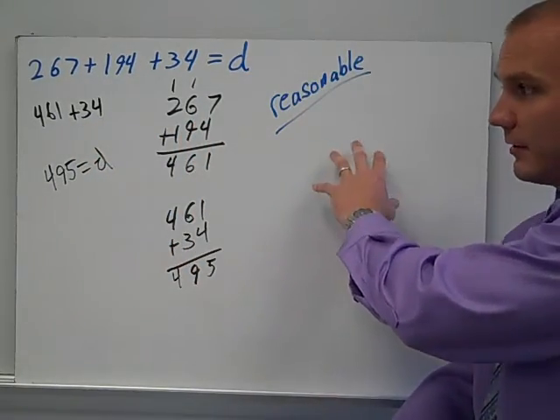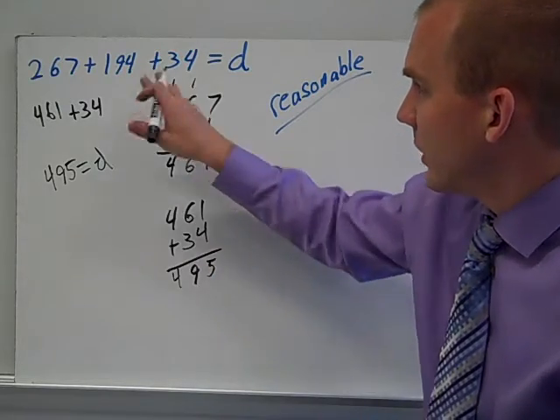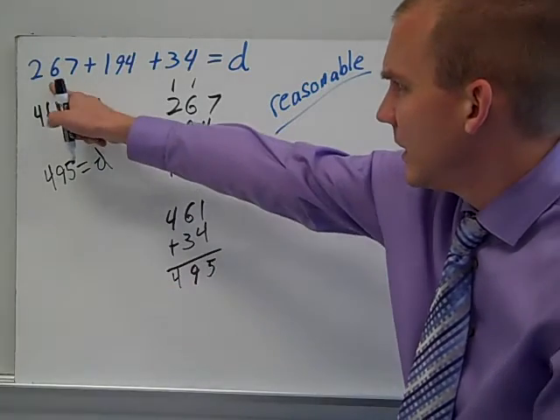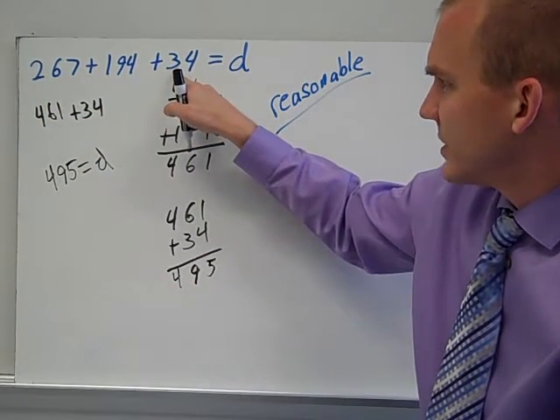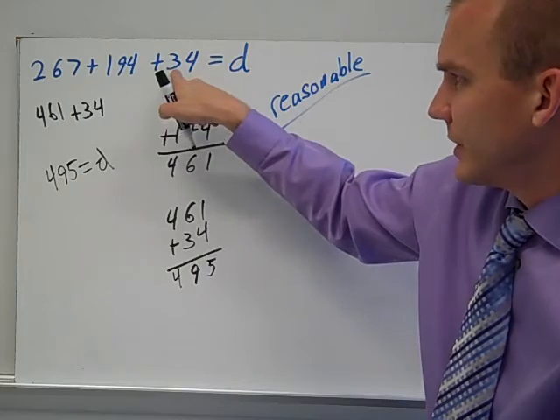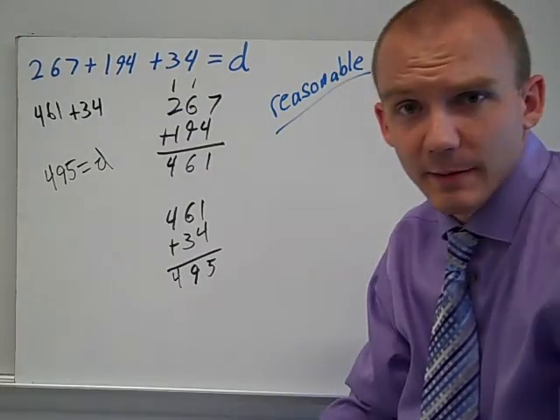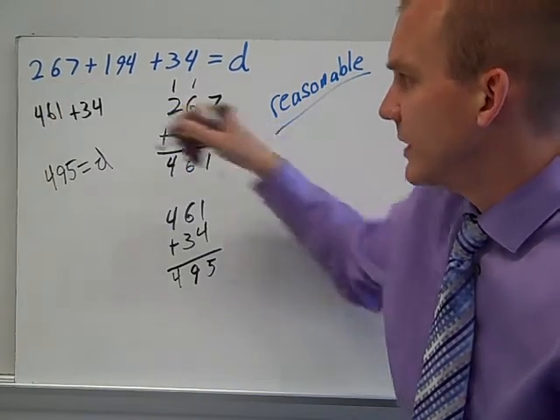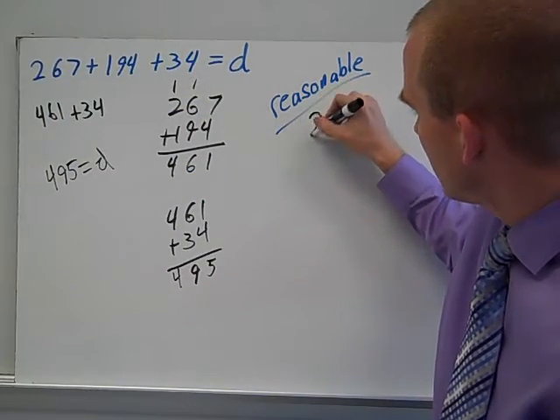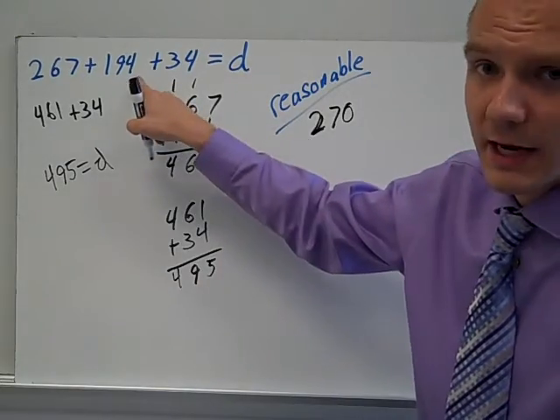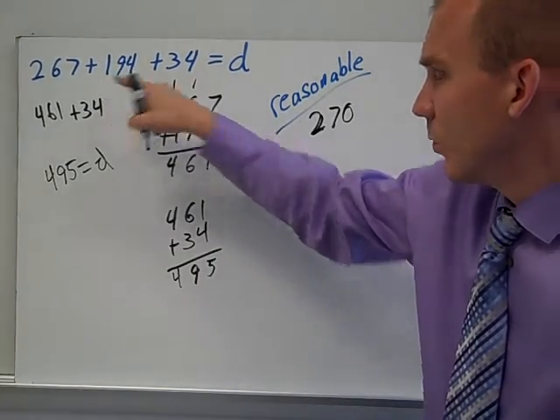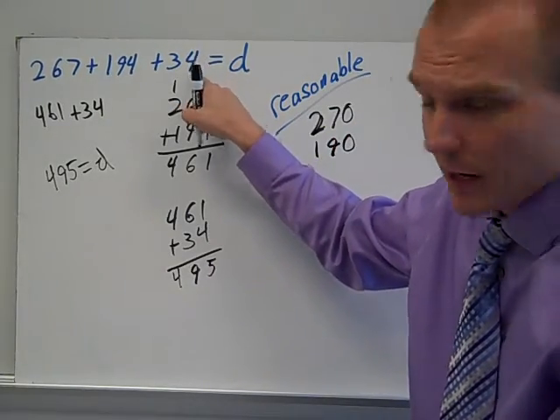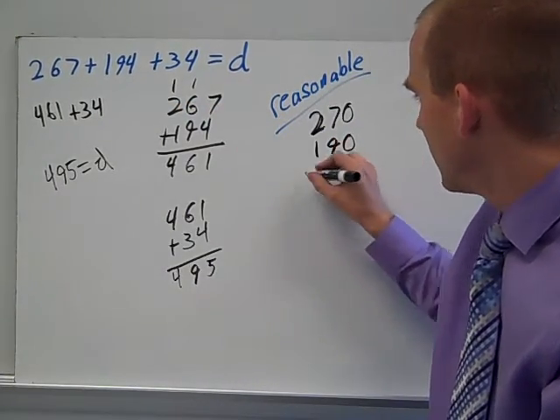The question is, how do I figure out if it's reasonable? Well, when I'm dealing with larger numbers, I want to round and add them together. In this case, I have three numbers. The lowest place value is the tens for these, so 34. That's going to dictate I round all three of them to the tens place. 267, 7 says round up, so it would be 270. 194, the 4 says round down, so it would be 190. And 34, the 4 says to round down, so it would just be 30.